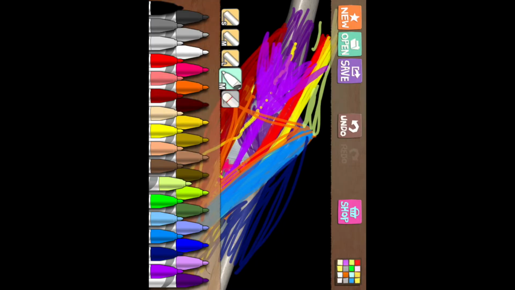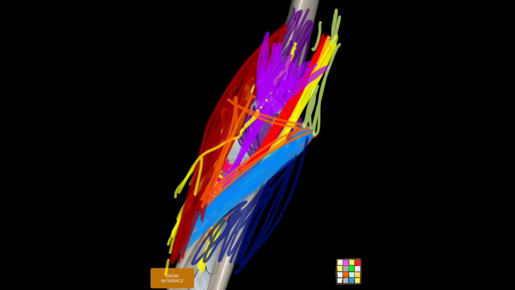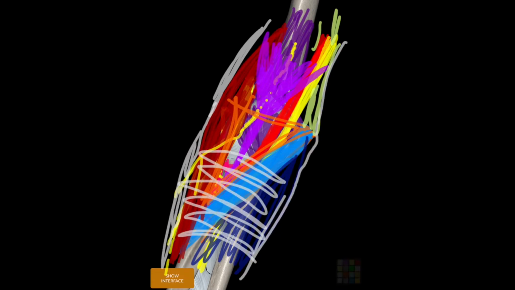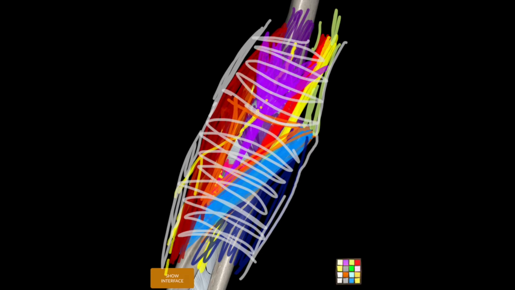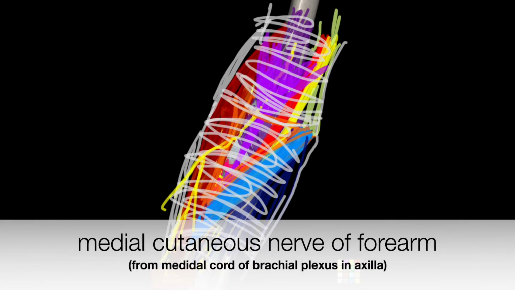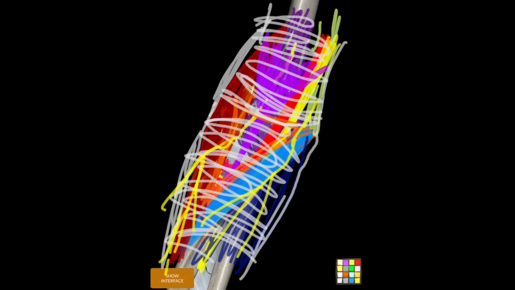We can draw in the deep fascia which surrounds the arm, the brachial fascia and the antebrachial fascia here, and that forms a sleeve over the upper limb. The deep fascia is pierced by the cutaneous nerves, the lateral cutaneous nerve of the forearm here, and the medial cutaneous nerve will make its appearance, recalling that that is the branch directly of the medial cord of the brachial plexus, which has travelled through the arm and becomes cutaneous at the level of the cubital fossa.